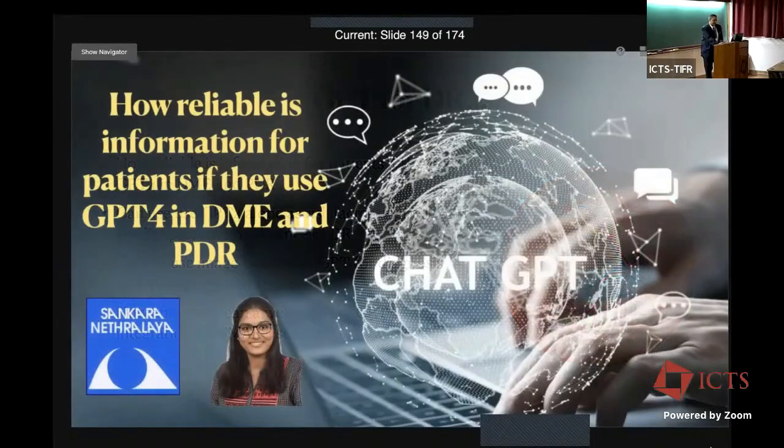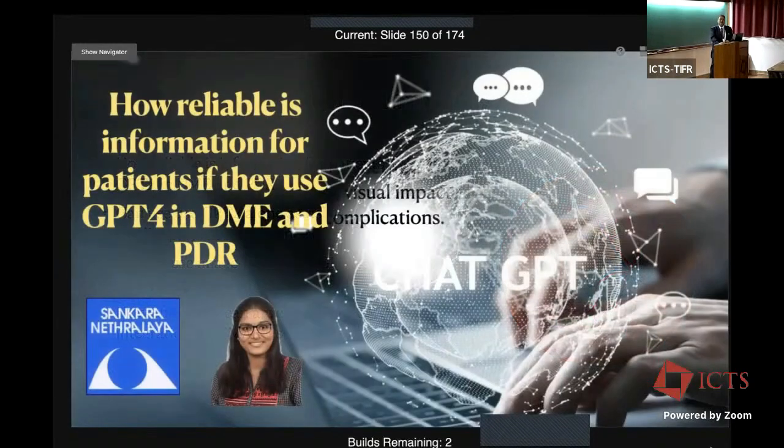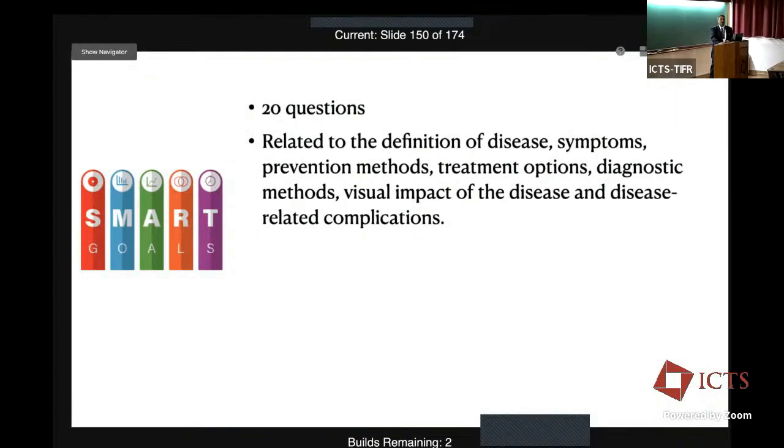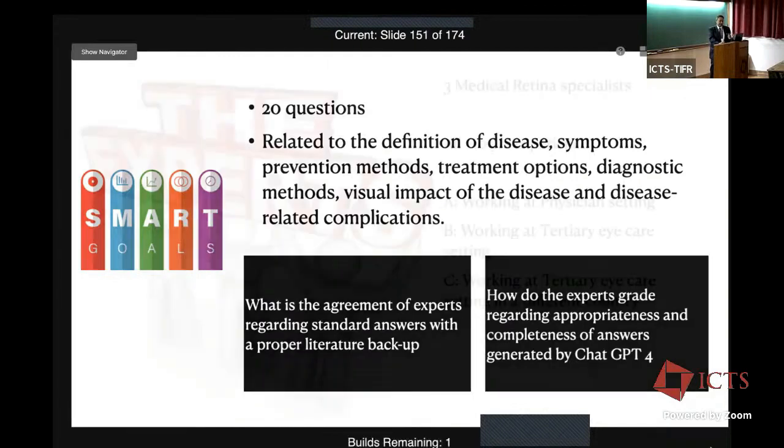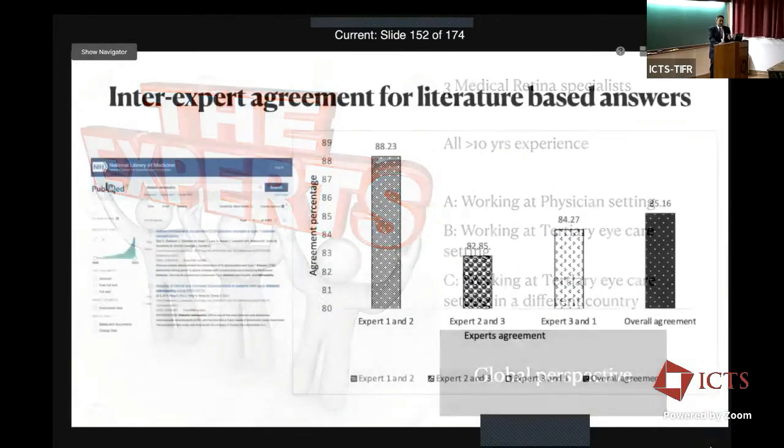So this was the first study: how reliable is the information? We created questions related to treatment, what a patient would ask if he has been advised laser or injections. And we had 3 experts: one from MV Diabetes, one international expert, and one from Sankara Nethralaya. We wanted to know the agreement between these experts for a standard answer created from literature search versus ChatGPT. I'll not go into much detail, but it seems to work well.